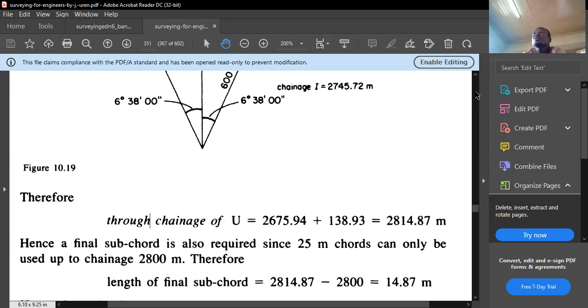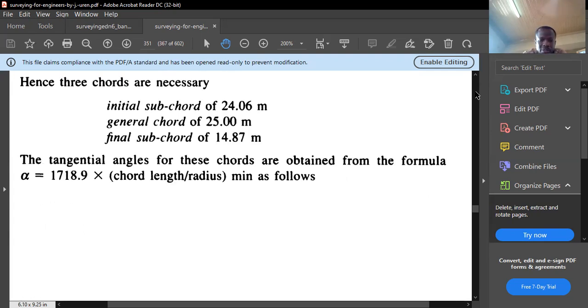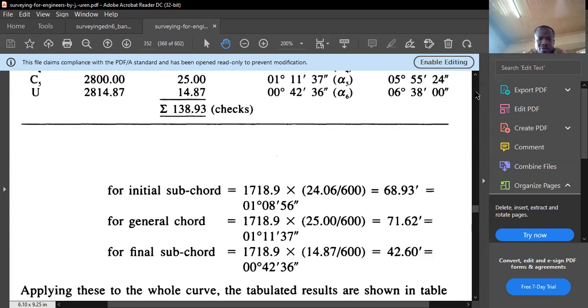Chainage. Okay, do we even need chainage? We don't. So let's just move on. If we need it, I'll give you that. Is that okay? Right. The radius R is 600.